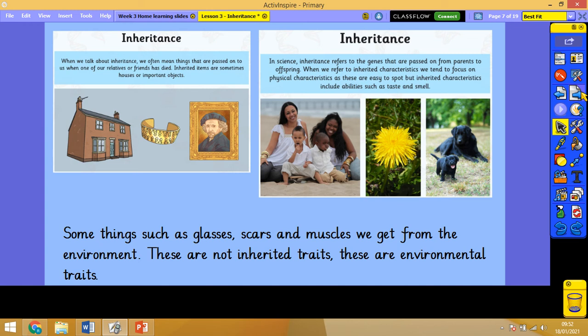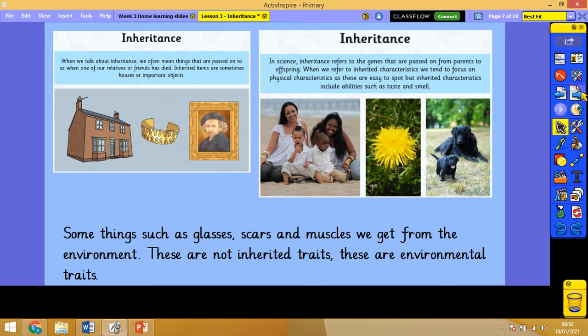In science, inheritance refers to the genes that are passed from parents to offspring. And inherited characteristics are things like skin colour and eye colour, physical characteristics that are easy to spot. But they can also include abilities such as taste and smell. One very interesting thing I was reading a long while ago is about how we perceive colour, and that some people that are incredibly good at art have inherited characteristics that make their eyes see colours in different ways, which means that they're more likely to paint better than somebody without these characteristics.